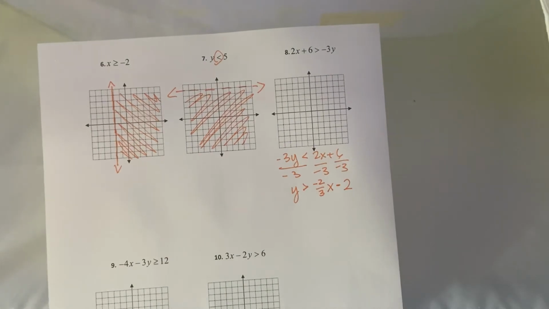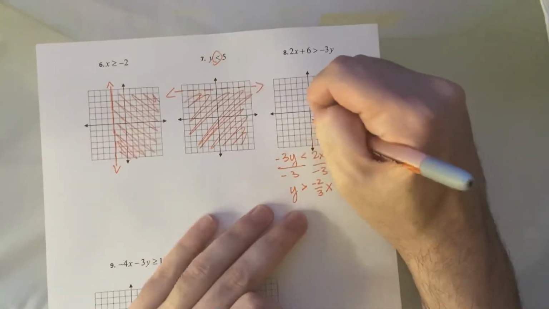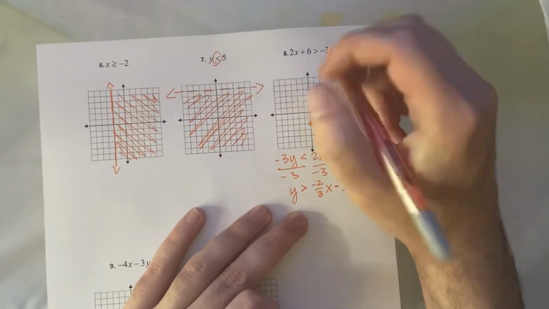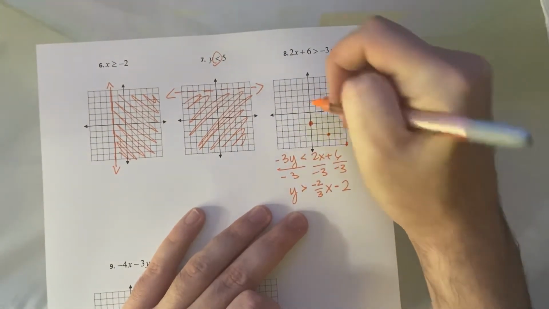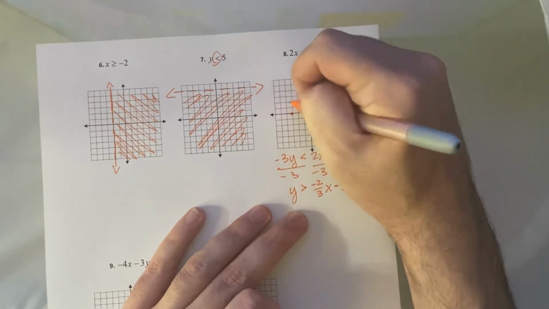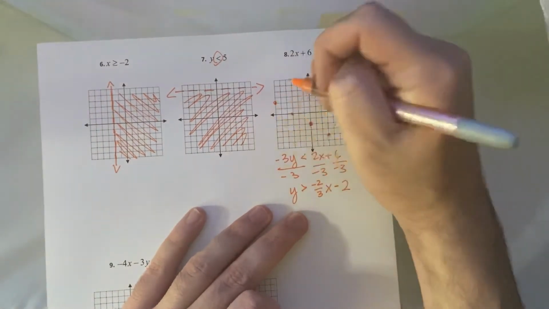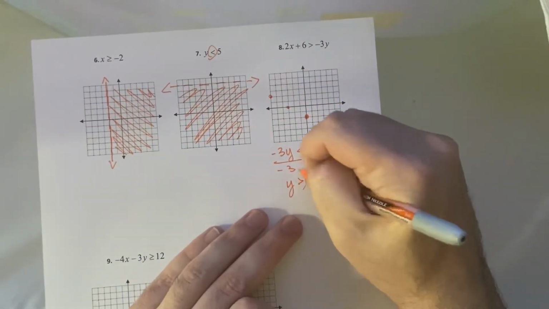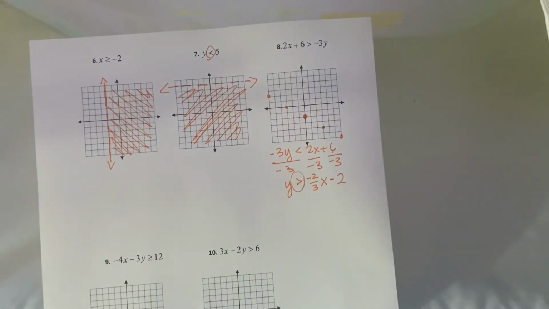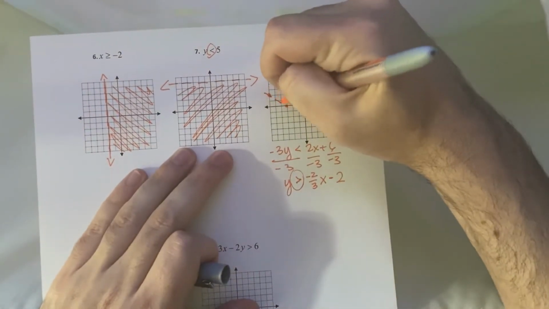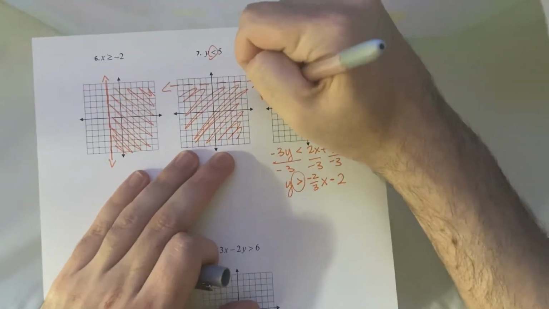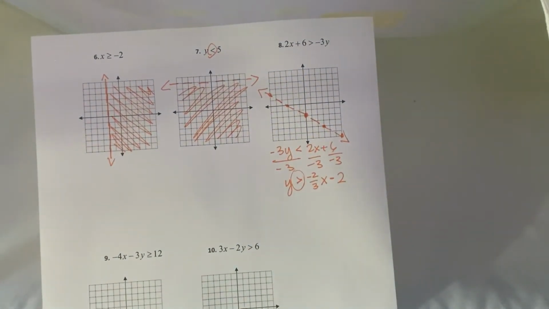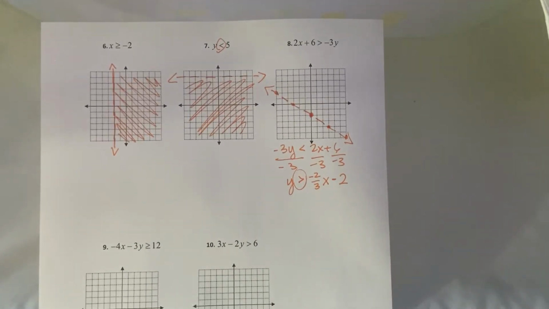So I've got my line that I've got to graph. So I start at -2. Slope of down 2 over 3. Okay, it's only a greater than or less than, so I have to graph it as a dotted line. On your homework, there's a dotted line option. Just make sure to click it when you're graphing the line, and it will automatically be a dotted line.